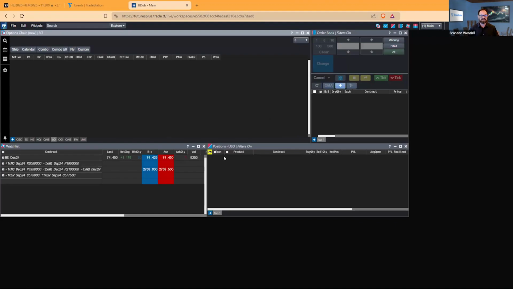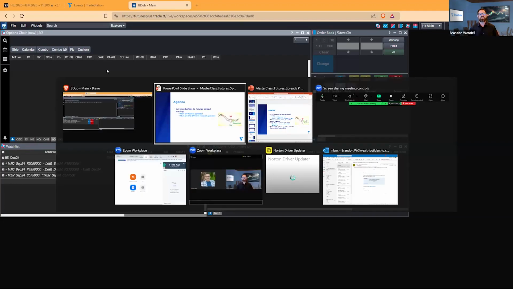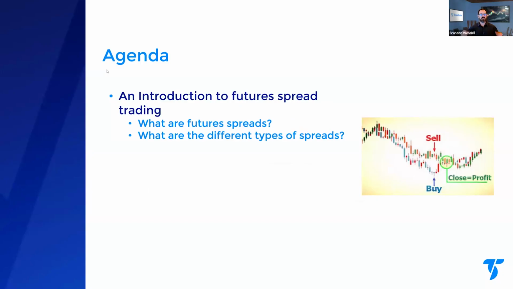So anyway, this is the workspace that I created a while back. It's just a simple workspace on Futures Plus. So let's talk about, what are futures spreads? As I said, it has nothing to do with options. We're not dealing with options today. We're just looking at futures and what the different types of spreads are. And we'll talk about that.